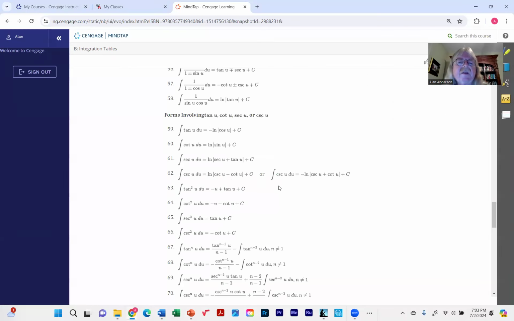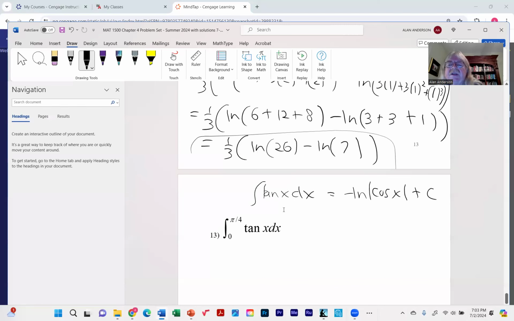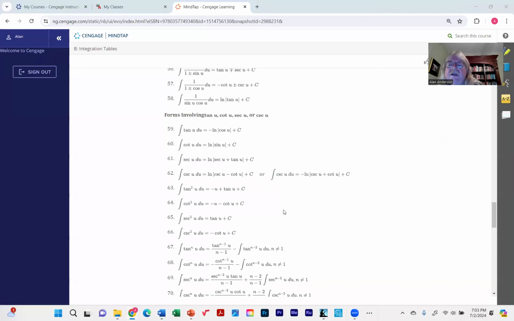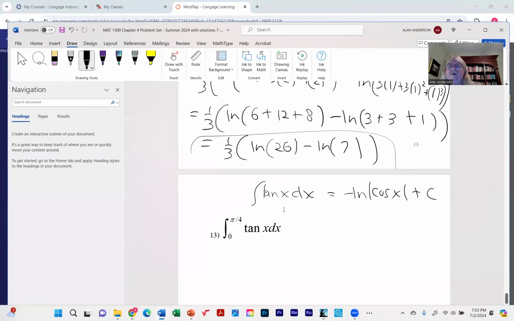Okay, so according to this table, it's negative log x. So in this case, u is x. Okay. It's a simple function of x. So the integral of tan x dx is very simply negative log cosine x plus c. So that means here, all we have to do is evaluate this between, oh, we don't need the c in this case, but between 0 and pi over 4.